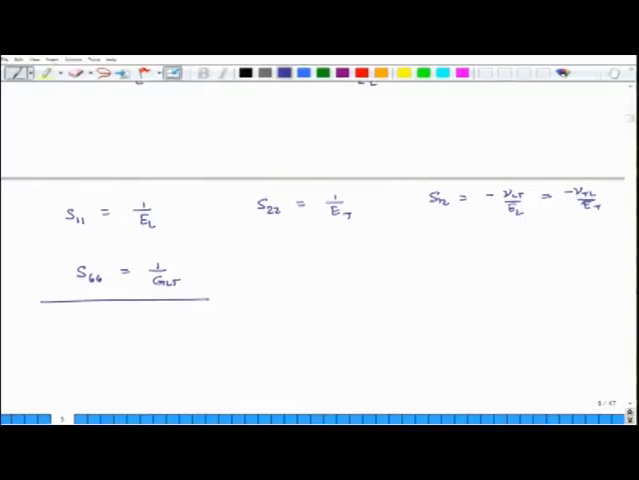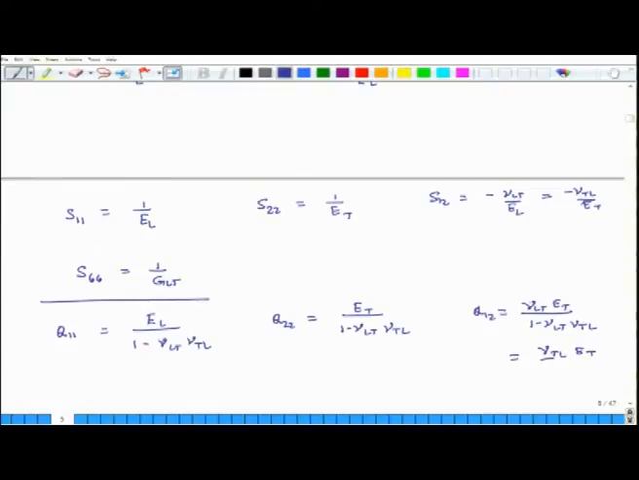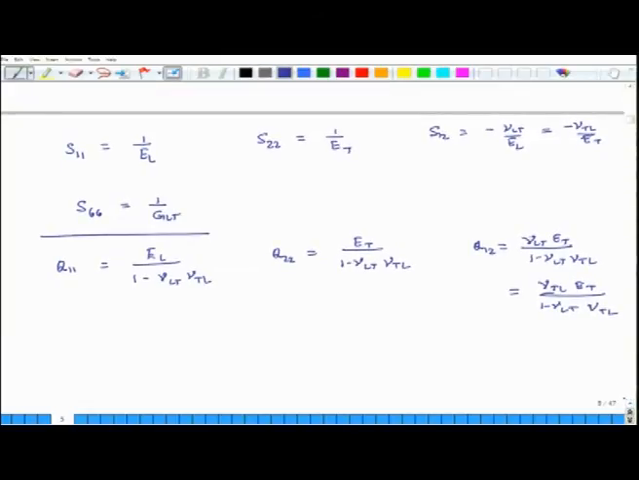Similarly, if you know the engineering constants, then you can also directly calculate the members of Q matrix, and this is Q11 equals EL divided by 1 minus nu LT nu TL. Q22 equals ET divided by 1 minus nu LT nu TL, and Q12 equals nu LT ET divided by 1 minus nu LT nu TL, and you can also write it as nu TL ET divided by 1 minus nu LT nu TL, and finally Q66 equals GLT.